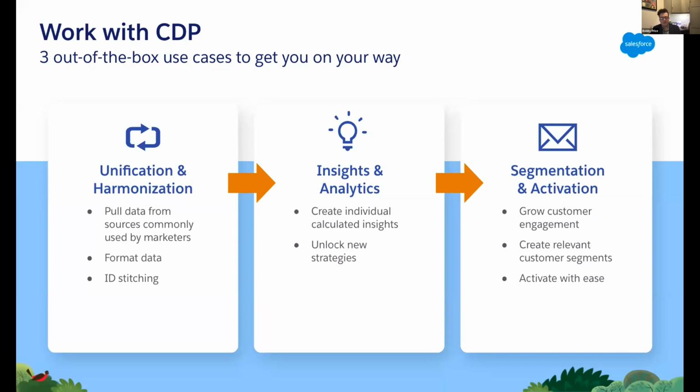The first one is the unification and the harmonization. This will allow you to pull in data from commonly used sources, including Salesforce Marketing Cloud, Service Cloud, or external systems via the Amazon S3. Once the data is brought into CDP, you can format the data into a more digestible form and stitch different IDs together, allowing each of your systems to recognize the user as the same user, which is important.